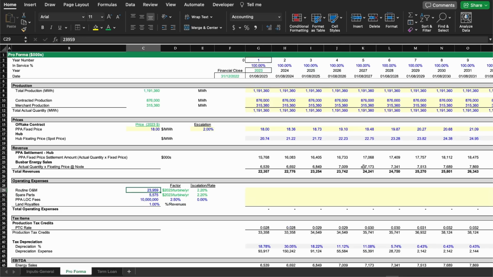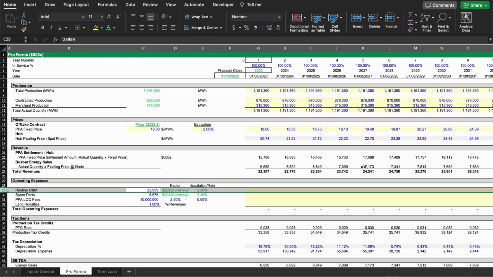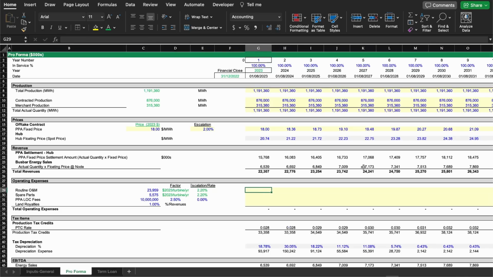So let's see what we have in here. So routine O&M, okay, escalate at 2%. So I'm also going to assume that they're going to start escalating from the second period.